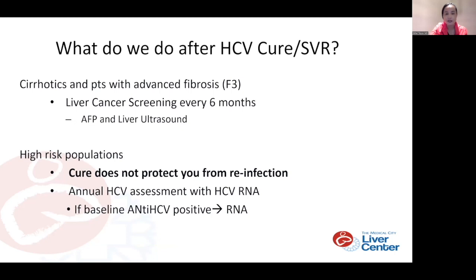And the important thing is that we know that we're dealing with high-risk populations with continued exposure. So it's important to know that cure does not protect you from reinfection. So anti-HCV is not a protective antibody. And this is why we need annual hepatitis C assessment with HCV RNA to document reinfection. So for the next few slides, we'll just wrap up and review and get hopefully a better grasp of the discussion by going through some cases.